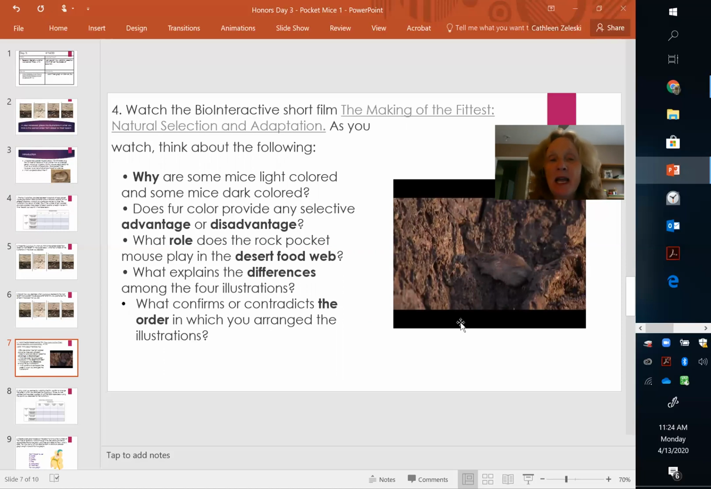Why are some mice light colored and some mice dark colored? Does fur color provide any selective advantage or disadvantage? What role does the rocket pocket mouse play in the desert food web? And what explains the differences among the four illustrations? And what confirms or contradicts the order in which you arranged your illustrations?